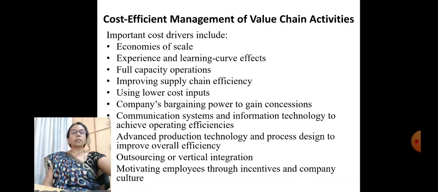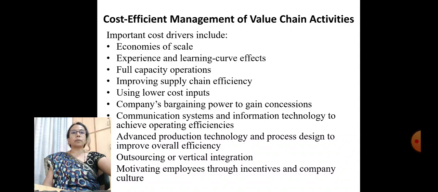Then coming to the next one, communication systems and information technology to achieve operating efficiency. Data sharing, enterprise resource planning, and manufacturing execution systems software and online systems can greatly reduce production time and labor cost. And the next cost driver is advanced production technology and process design to improve overall efficiency. Highly automated robotic production technology, computer assisted design, that is CAD techniques, and design for manufacture procedures enable more integrated and efficient production.